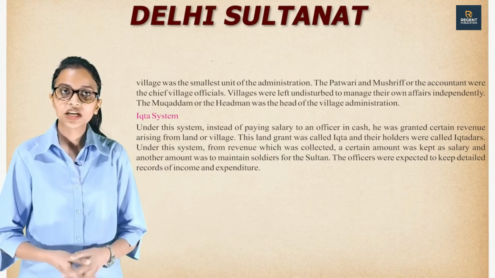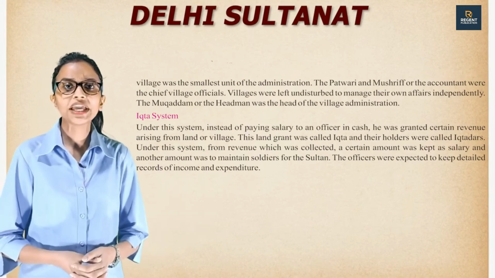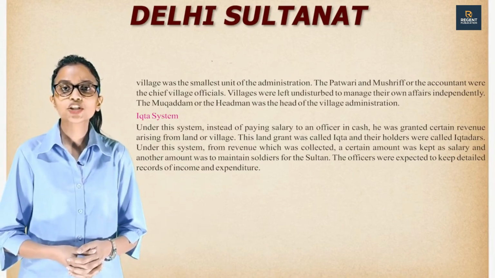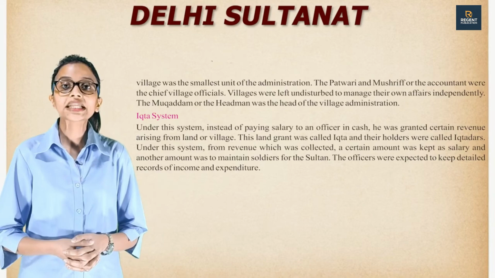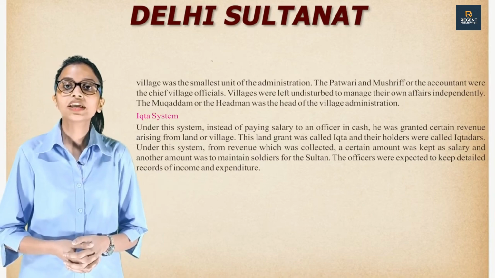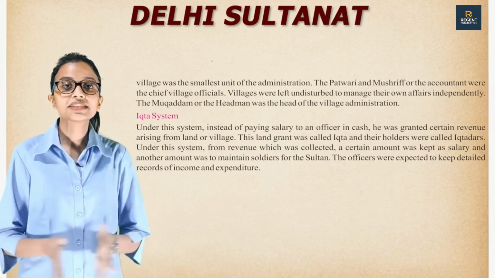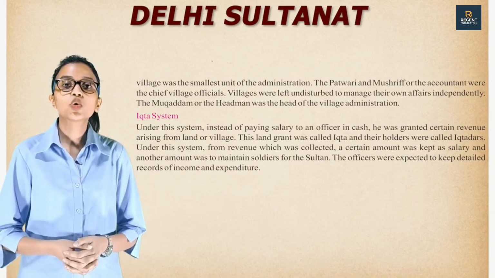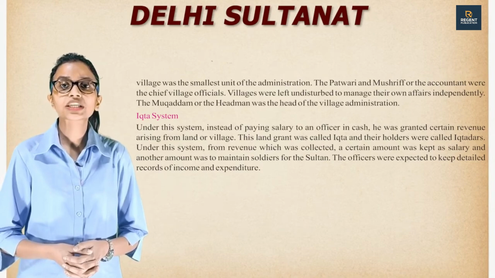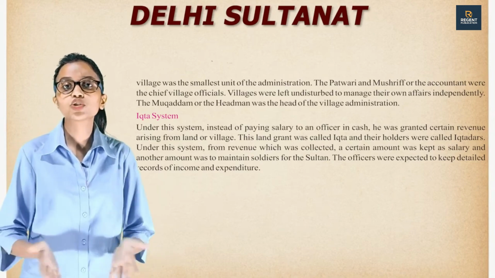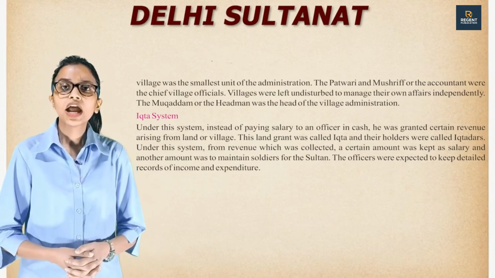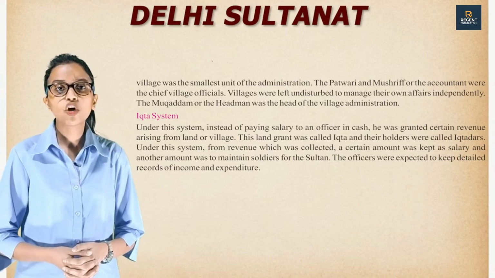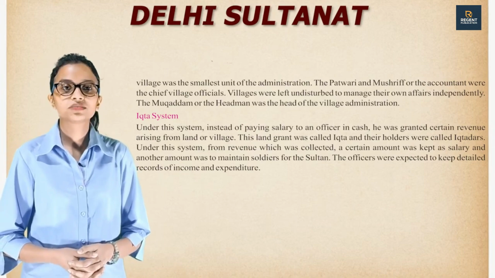Ikta system. Under this system, instead of paying salary to an officer in cash, he was granted certain revenue arising from land or village. This land grant was called Ikta and their holders were called Iktadars. Under this system, from the revenue which was collected, a certain amount was kept as salary and another amount was to maintain soldiers for the Sultan. The officers were expected to keep detailed records of income and expenditure.